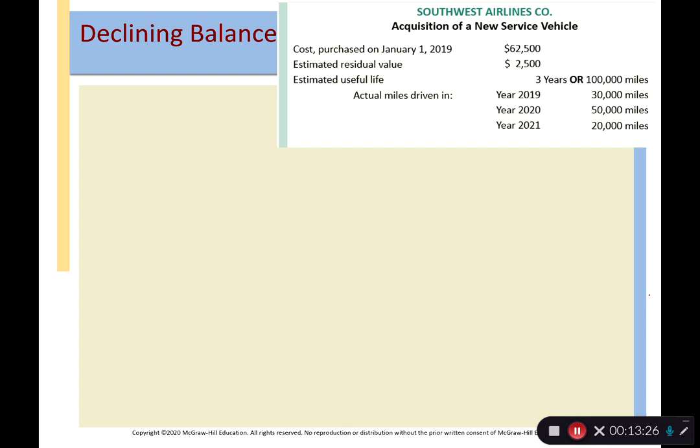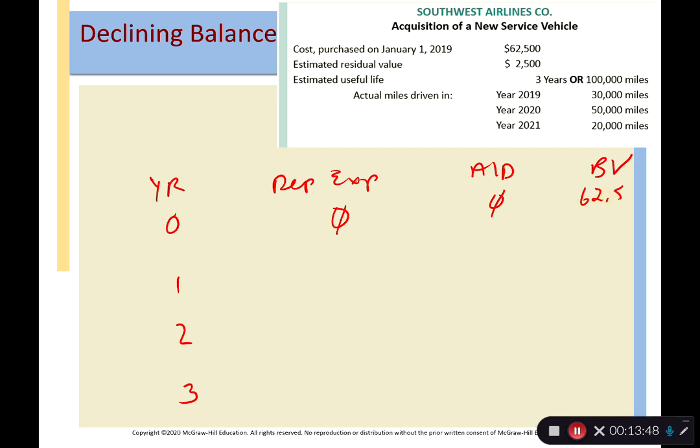Let's move on to declining balance. So I'm going to set up the same type of schedule. We'll have our year, depreciation expense, accumulated depreciation, and book value. Year 0, 1, 2, and 3. And then in year 0, there's no expense, no accumulated, and the book value again starts with the cost.